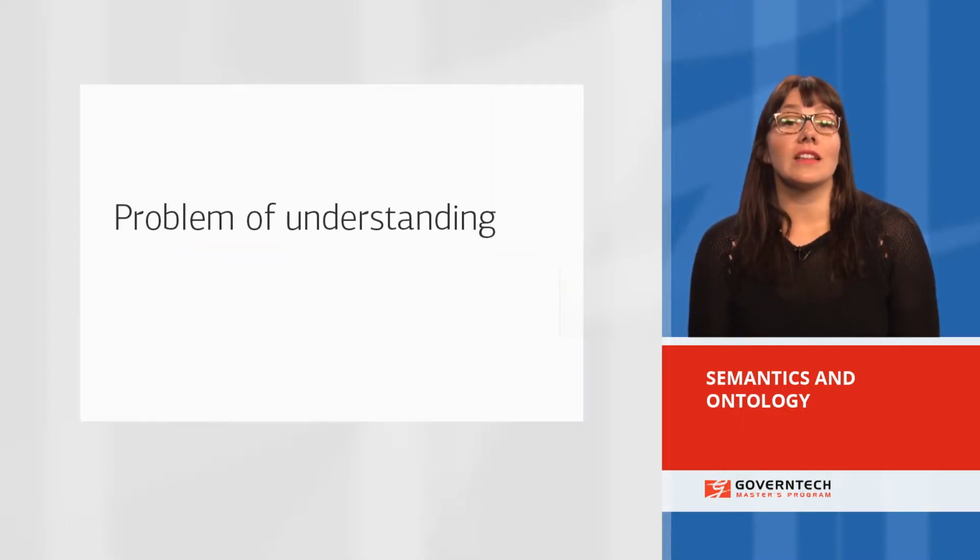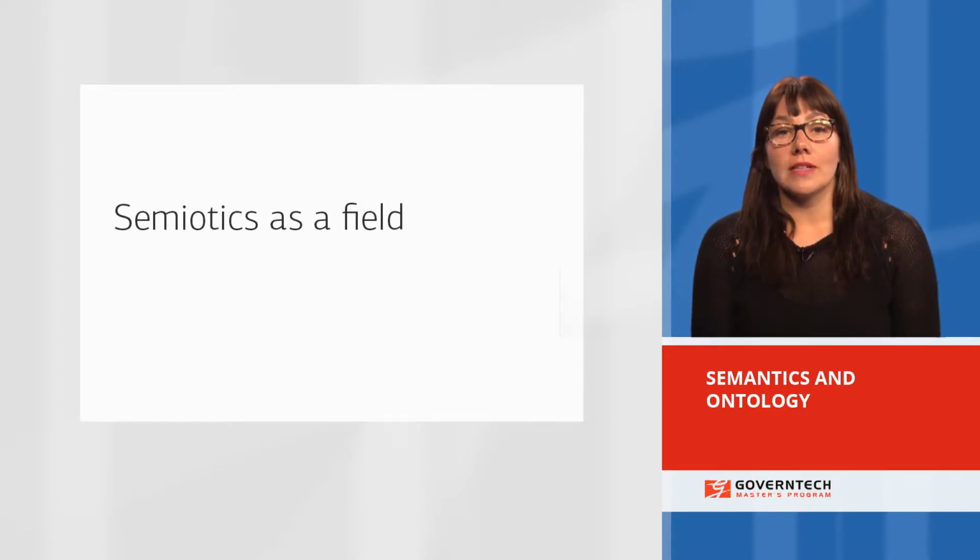There is a problem of understanding. There are different interpretations of signs and symbols used by agents and communities. We can also talk about semiotics as a field, which is the study of signs, processes, analogy, symbolism, communication, and metaphors. This is the study of meaning making.